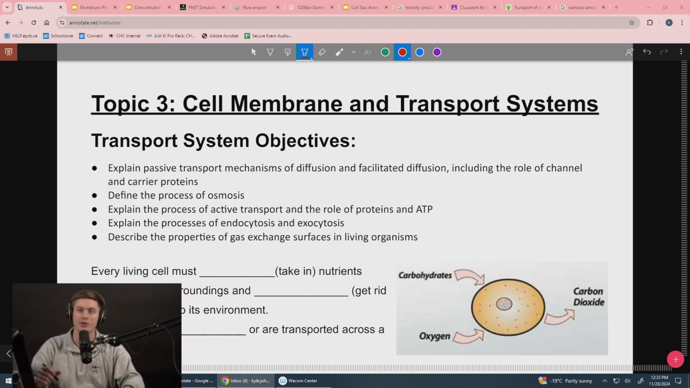Today we are going to go into topic 3 in the Center High Science 10 biology booklet. We're going to talk about the cell membrane and transport systems. The goal is to explain the difference between passive transport mechanisms and active transport mechanisms, define things like osmosis, differentiate between things like facilitated diffusion and normal diffusion, and describe the surface area to volume ratio of cells. That's a lot of information. We're going to go through it all today.